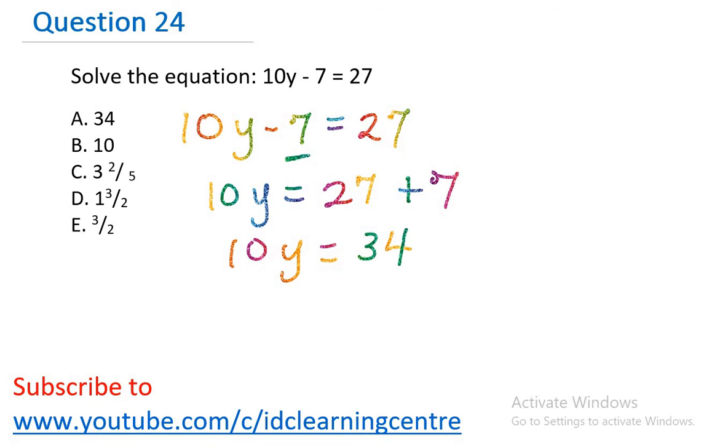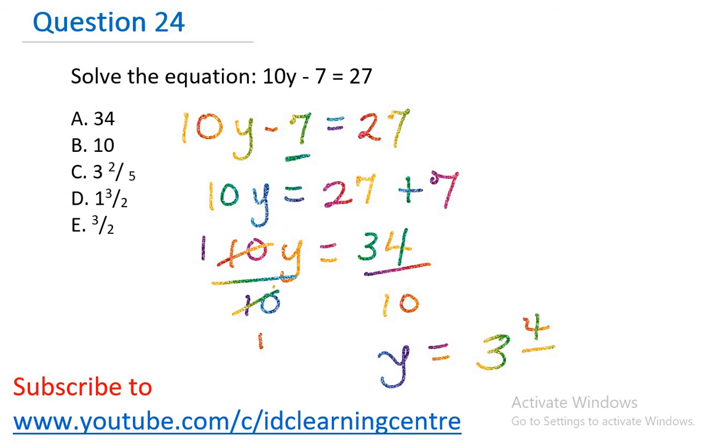To get the value of y, you divide both sides by 10. 10 here 1, 10 here 1. So y, 10 will go into 34 3 times. Since 10 times 3 is 30, remember 4 over 10. Reduce the fraction to the lowest term. 4 divided by 2 is 2. 10 divided by 2 is 5. So final answer is 3 whole number 2 over 5, which is C.